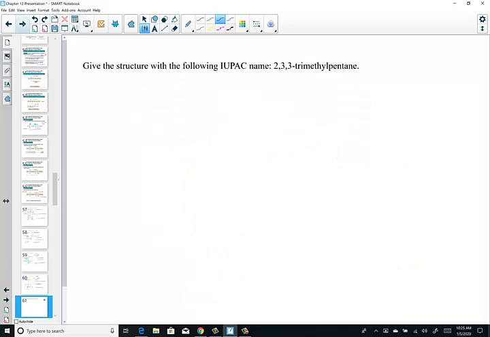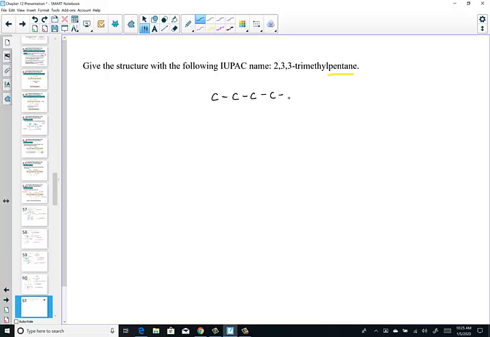Give the structure for the following IUPAC name. Give the structure for the following name. All right, so now I'm going to read it and kind of put it together. 2,3,3 trimethyl pentane. Go here first. How many carbons are in the backbone? There's 5. So I'm just going to get my connectivity figured out first.